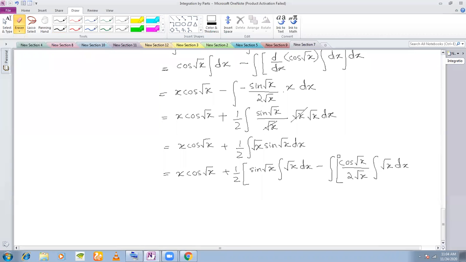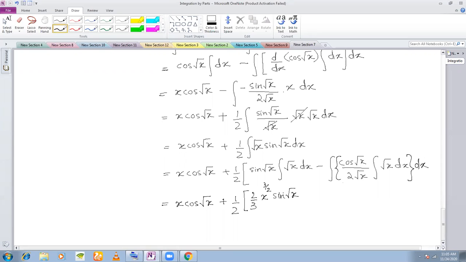in a curly bracket, dx. Okay, so this is x cos root x plus half. Now how do you integrate this? Root x, that is x to the power of half, gives x to the power of half plus 1 by half plus 1, which is 2/3 x to the power of 3 by 2 sine root x.